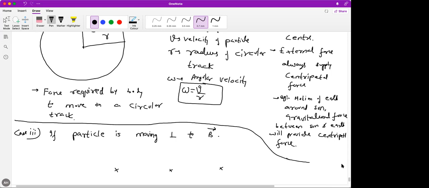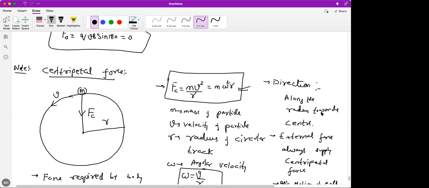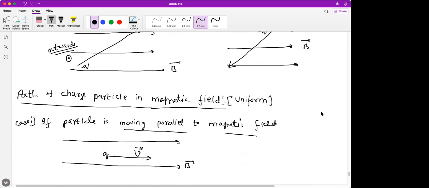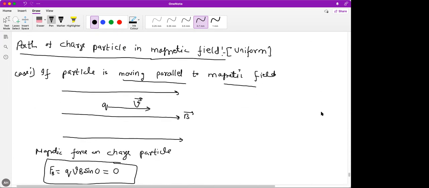So whenever a body is moving on a circular path, it will require a centripetal force. And this centripetal force is always provided by some external force. For planets revolving around the sun, it's gravitational force which provides the centripetal force. For electrons revolving around the nucleus, it's electric force which provides the centripetal force. Okay, just note it down. Then we will do the third part. And tell me if you have any doubts.